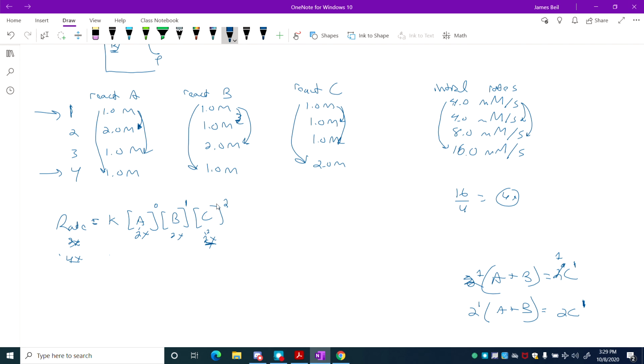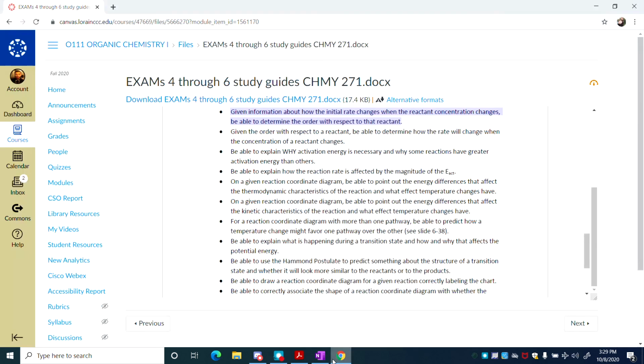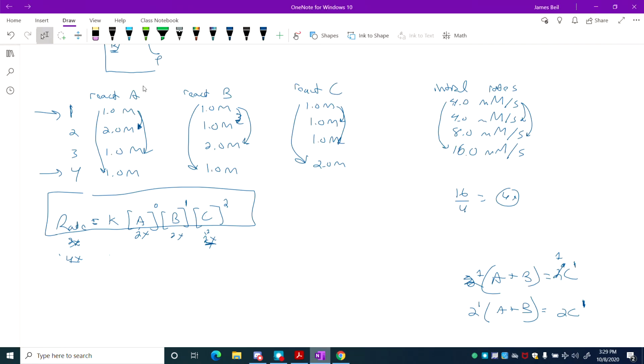Would that be the final answer then? Yes, this is the rate law. If the question is asking for the rate law, this is the rate law that you would have. Determine the order with respect to each reactant. So the order with respect to A is 0 order, the order with respect to B is first order, and the order with respect to C is second order. And that goes into the rate law.